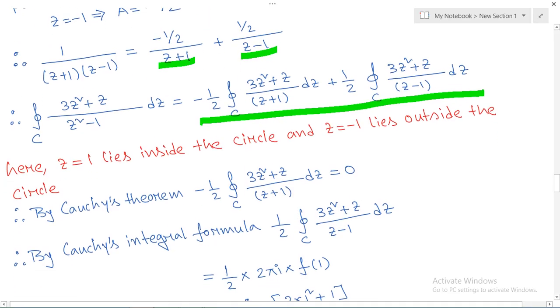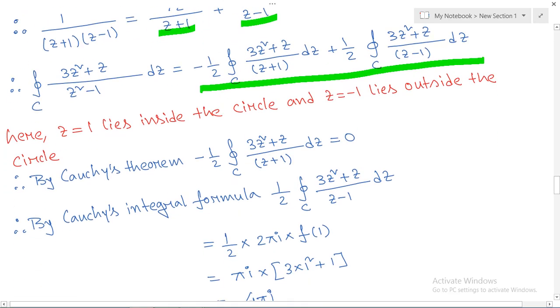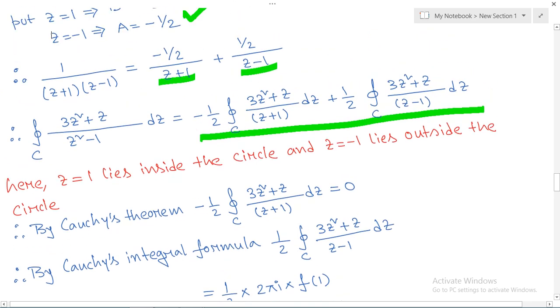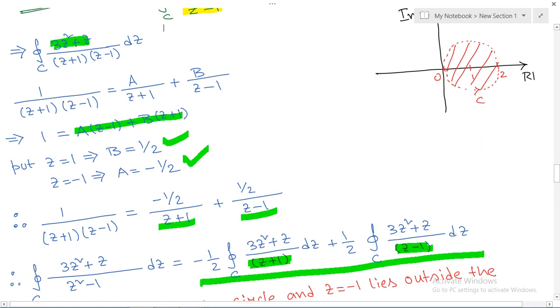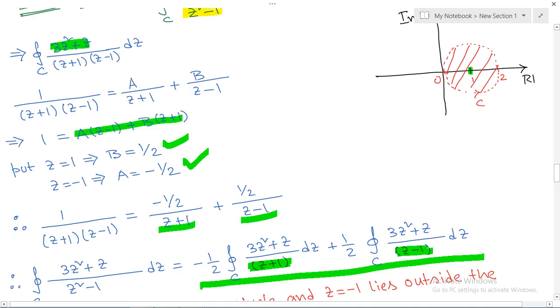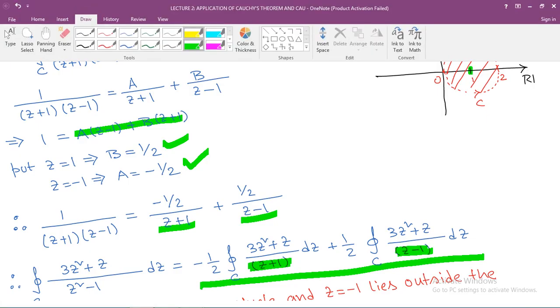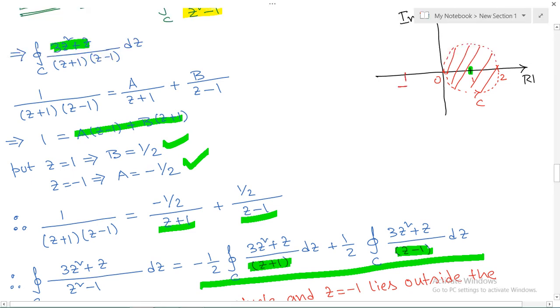Now look at both the integrations. If we look at both integrations, what we can see is that for this integration z equal to minus 1 will create the problem. If we put z equal to minus 1, the function is not analytic, and if we put z equal to 1 for this one, this will create the problem for the second integration, right? Now if we look at the circle, z equal to 1 lies inside the circle, right? But z equal to minus 1, where will it lie? Z equal to minus 1 lies outside the circle. It is not inside the circle, it is outside the circle.